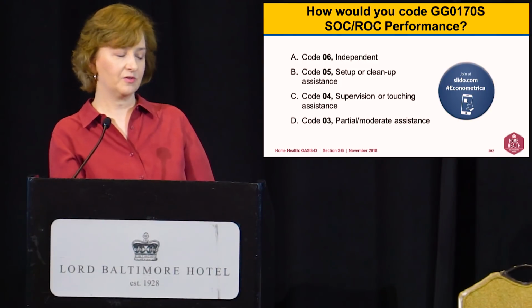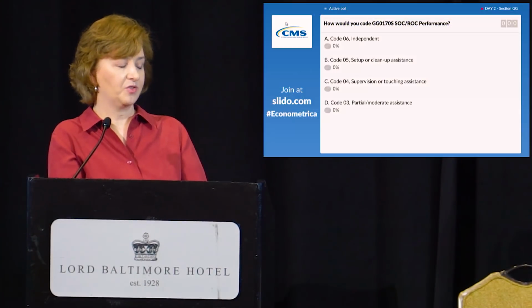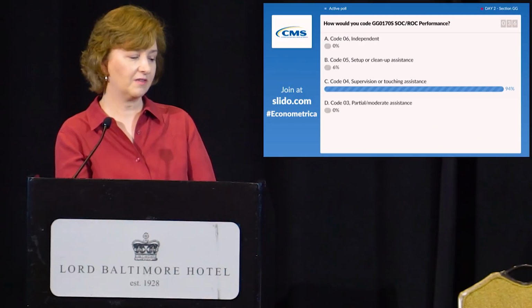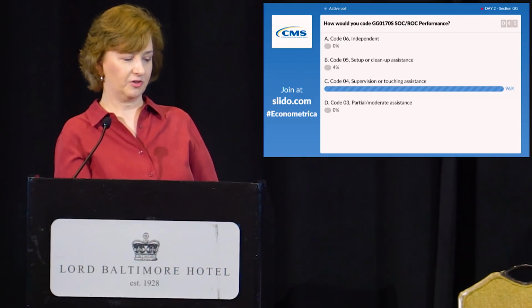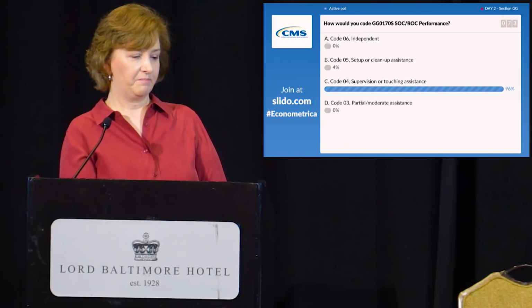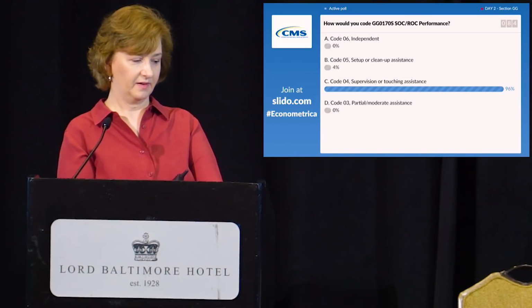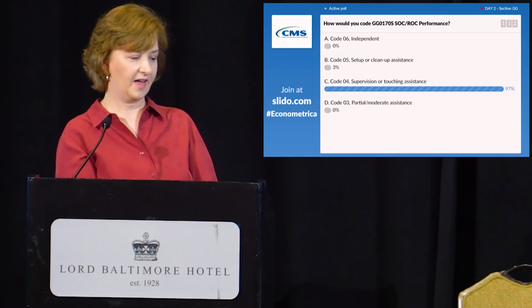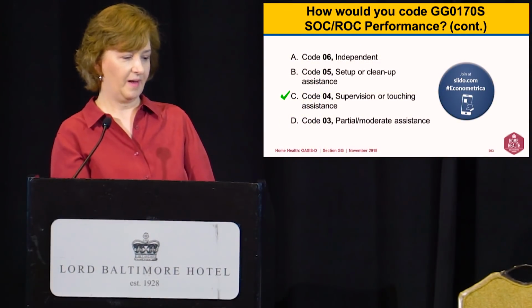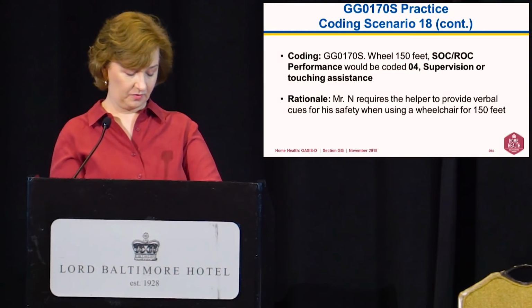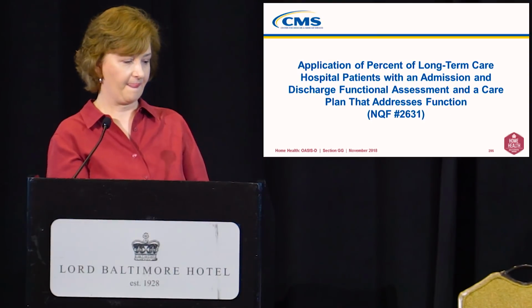So I will let you enter the code. Options are 06, independent, 05, setup cleanup assistance, 4, supervision or touching assistance, 3, partial moderate assistance. Looks like most people are coding level 4. I do agree with that. So yeah, there's a check mark with 4, and the rationale, again, it's just verbal cues.